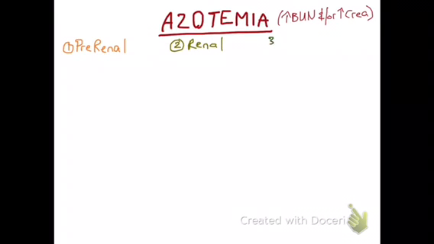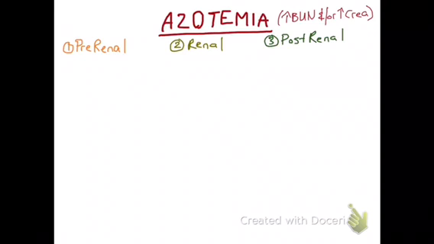This video is going to be on azotemia, which is an increase in BUN and/or creatinine in the blood. Azotemia is further divided into pre-renal, renal, and post-renal azotemia, and that depends on a combination of the urine-specific gravity and clinical signs and physical exam findings.